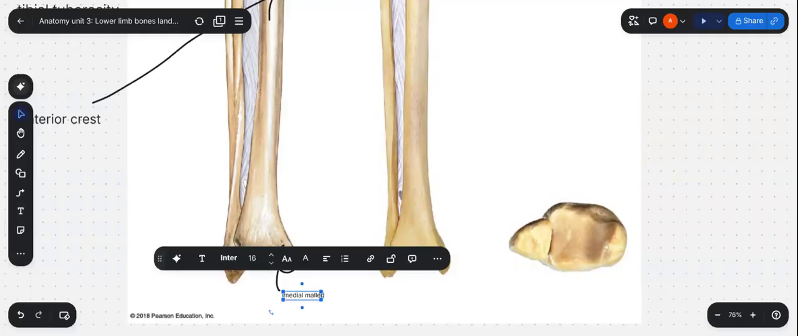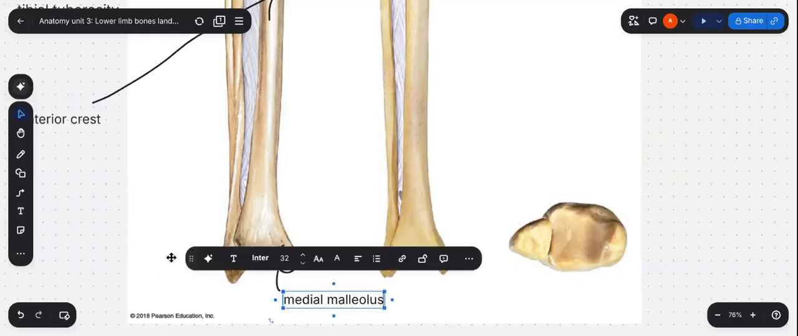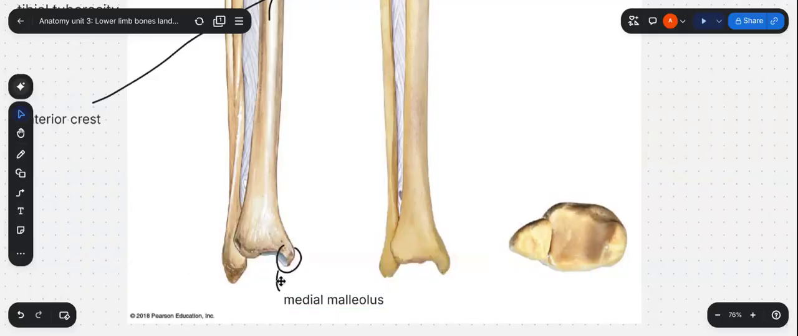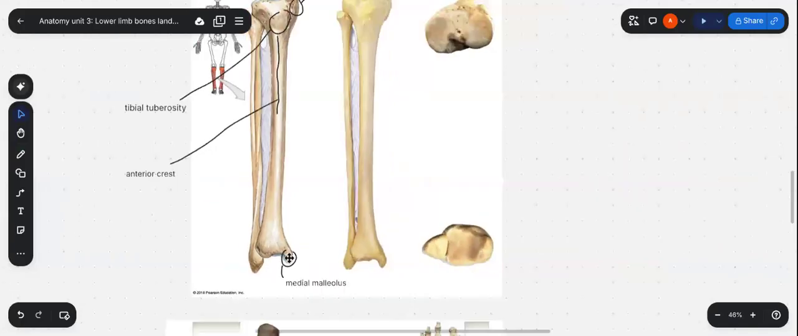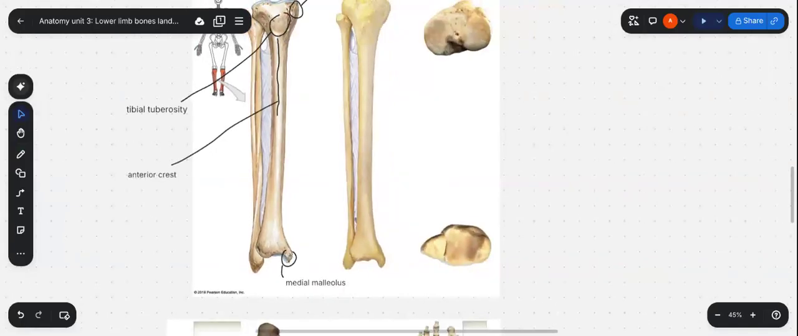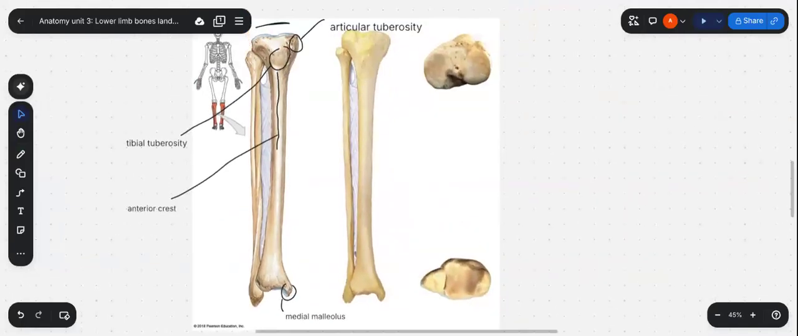This also helps you to differentiate the positioning of right versus left on the tibia because the medial malleolus will always be closer to the midline of your body or the inside of your leg. All right, now we're going to move on to the fibula.